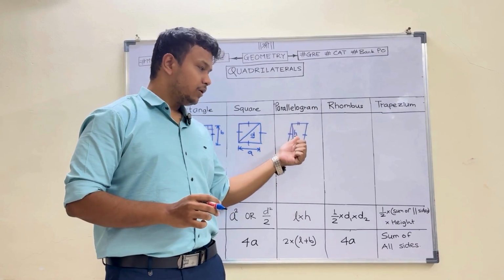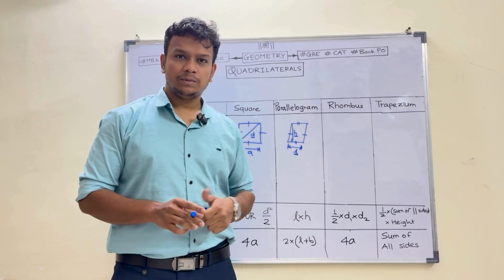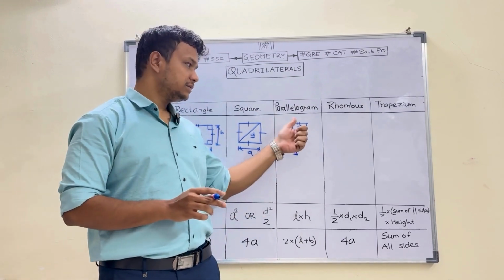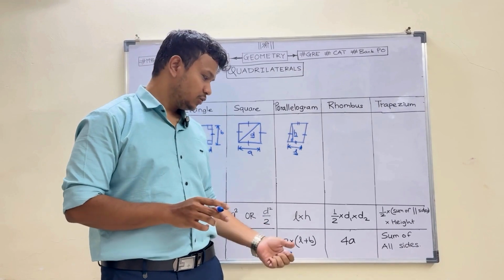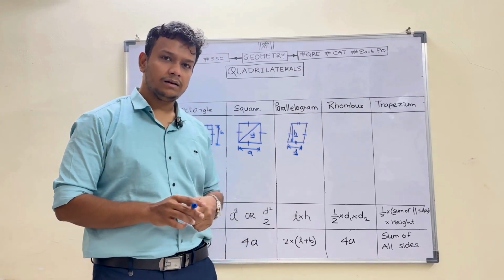And we know the opposite sides are parallel and they are equal. So perimeter, how can we compute it? It's the summation of all the 4 sides, which is 2 into (L plus B), similar to rectangle.